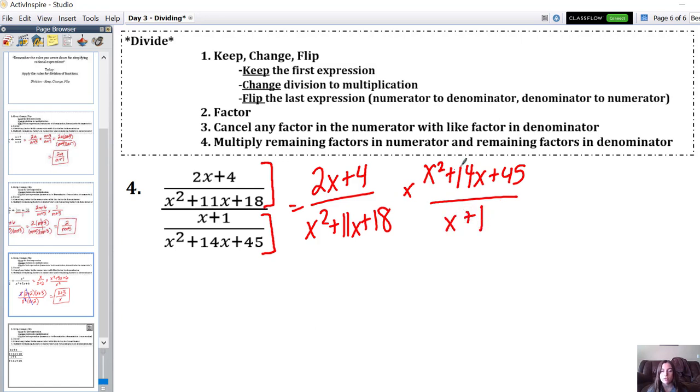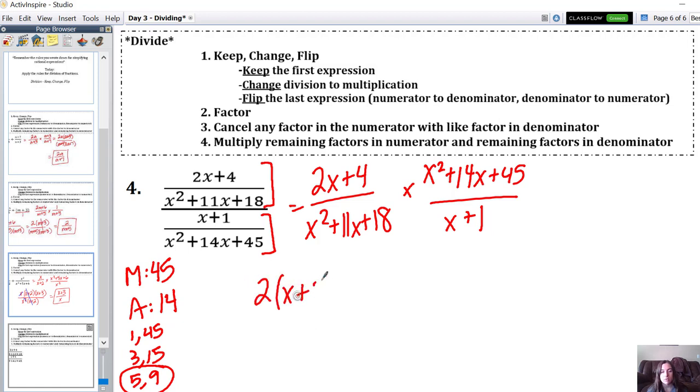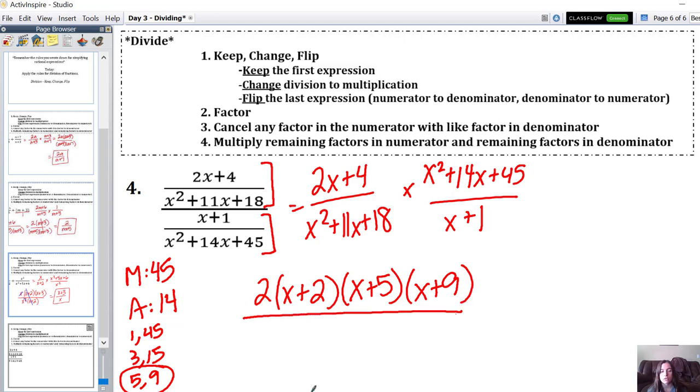I'm going to go ahead and factor both of these trinomials. So from the first one, I need to see what multiplies to 45 that adds up to 14. My factors of 45 include 1 and 45, 3 and 15, 5 and 9. When we're adding up to 14, we're going to use 5 and 9. So now across the top, I'm also going to factor this first binomial by taking out a GCF of 2. So we have 2 times x plus 2 times x plus 5 times x plus 9 all over.